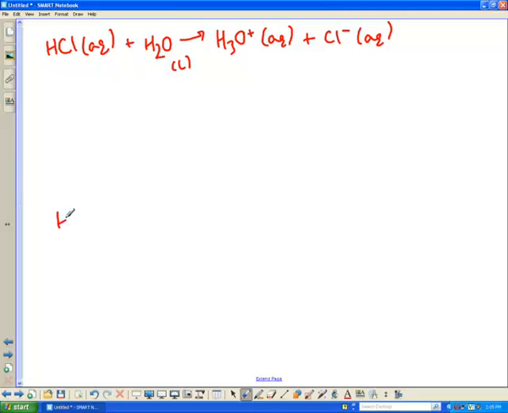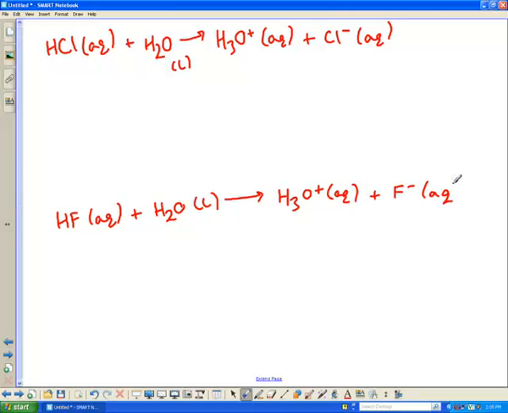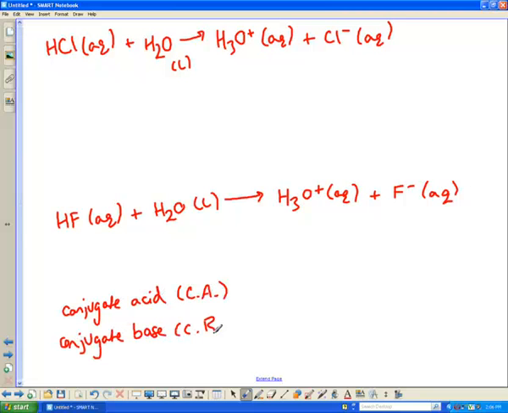And I'm going to do the same thing for a weak acid. HF, aqueous, plus H2O, liquid, works in exactly the same way, and we get out H3O+. In this case we get out F-, not Cl-. Now the one thing I want to focus on right now is the concept of something called the conjugate acid and the conjugate base. Conjugate acid, conjugate base. I want to make sure I have them spelled right. All right, and I'm just going to say Ca, so that I don't have to write the whole thing out several times, and then Cb.